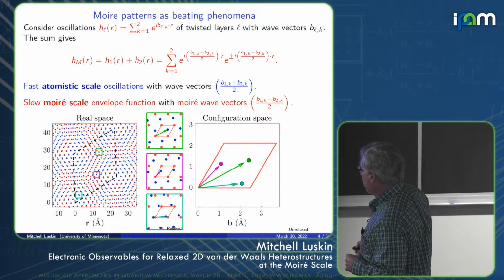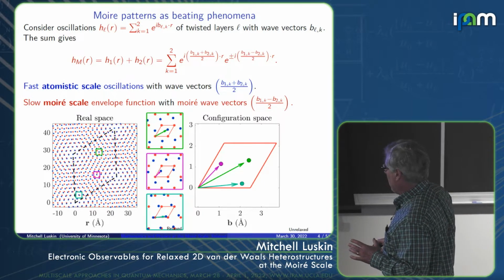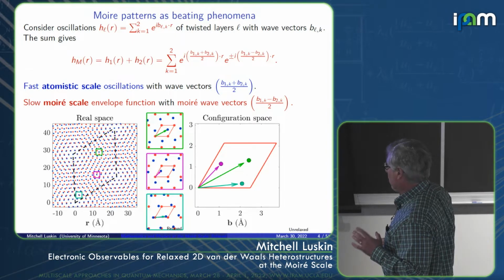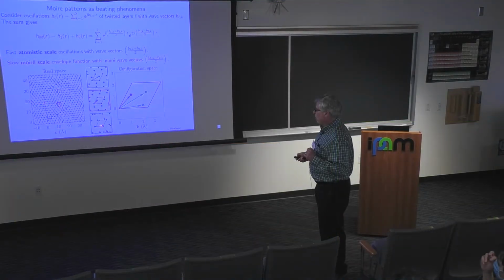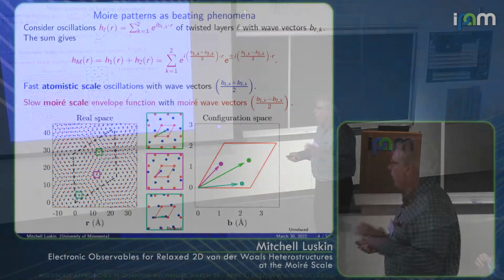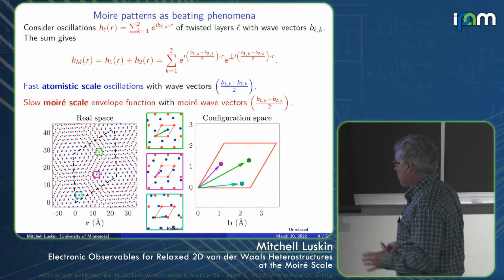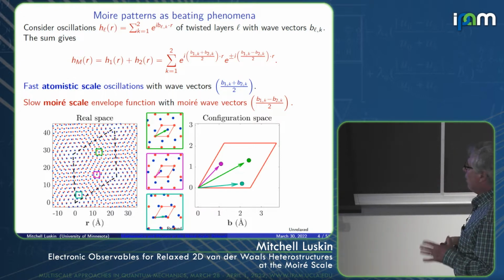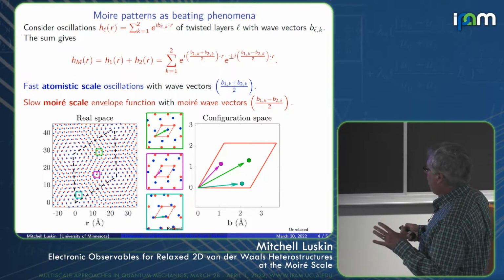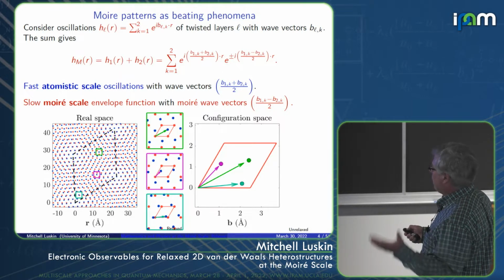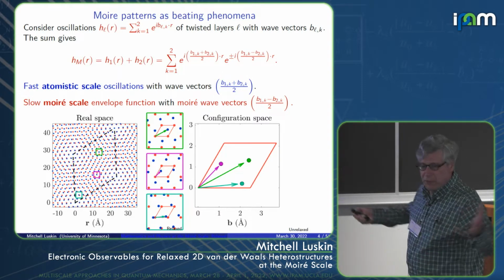Let's say you move through the material and you take a blue atom and look at where you lie in the unit cell of the red atoms. Then you look at this vector, and as you move around, you will uniformly sample the unit cell of the other layer. So this is the Moiré scale. The Moiré envelope really is just the difference of the two wave numbers divided by 2.